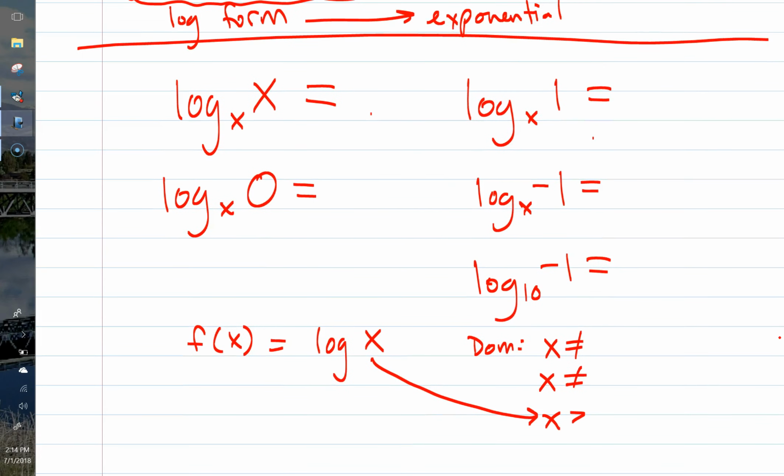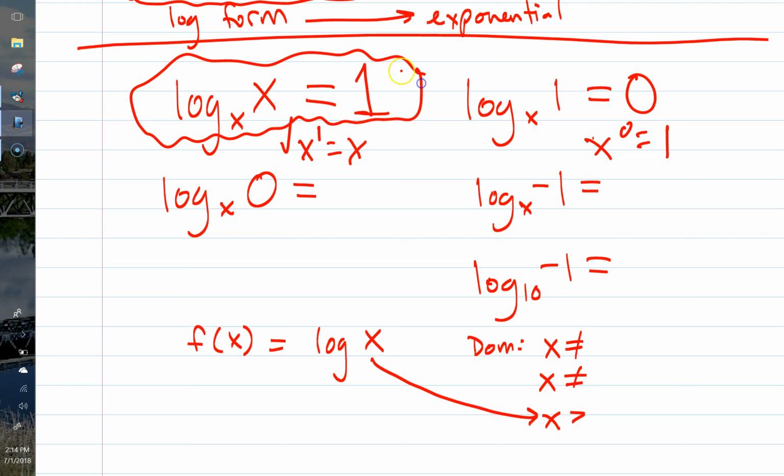Let's do a little bit more practice. What is log base x of x? Read it. X to what power makes x? You should be able to now solve these. What's this one? X to what power makes 1? That would be x to the 0 power. We should be able to check these. X to the first power is x. What's this one? Anything to the 0 power is 1. These are a couple of our rules.